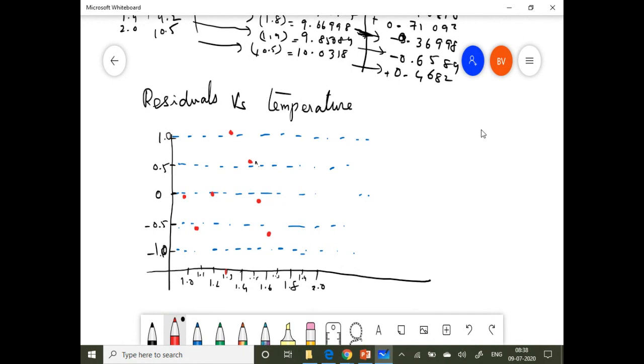1.8 will give you negative 0.3698. Negative 0.36 will be here. 1.9 will give you negative 0.65. Okay, and for 2.0, we should plot this one here.